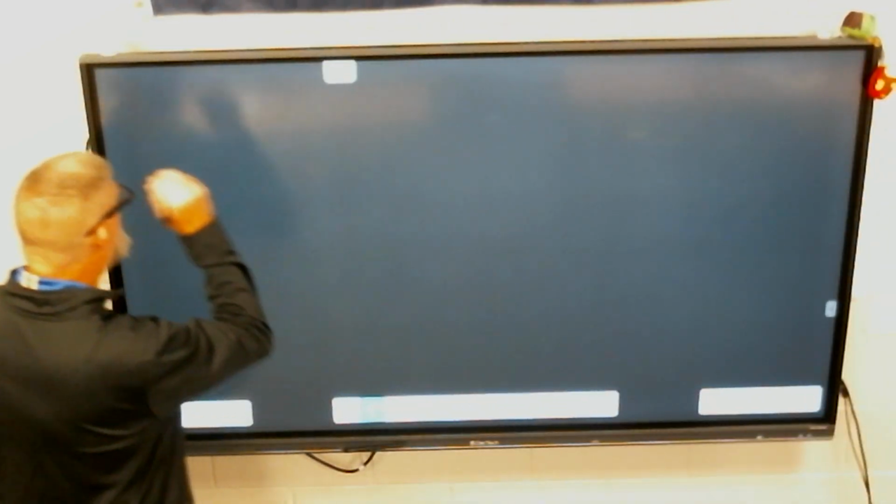So let's look at the graph and some characteristics.